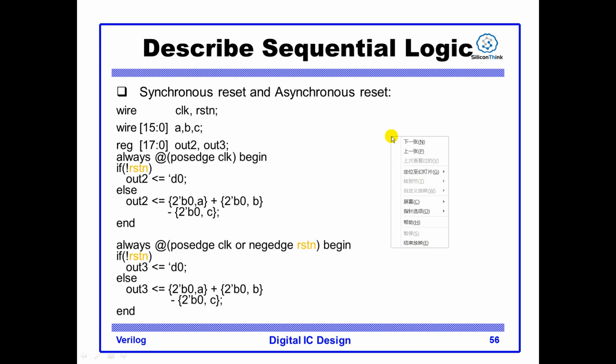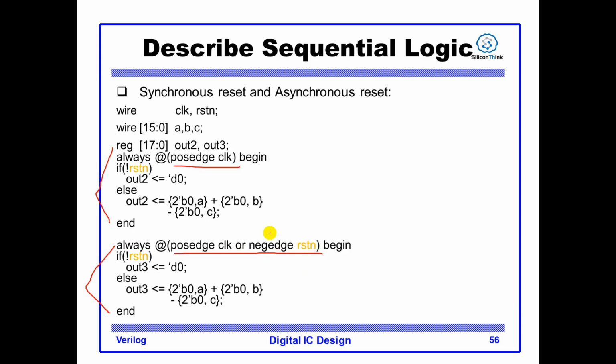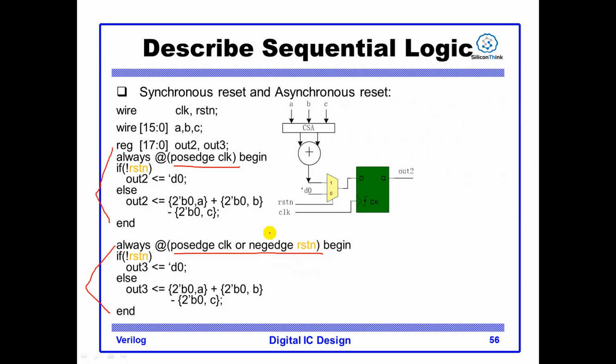Can you understand the meaning of this code? The first one, the second one. Can you understand the function of this code? And can you draw the circuit diagram for this code? Pay attention to the difference, yeah, the difference in the sensitivity list. So this may be the diagram for the first segment.